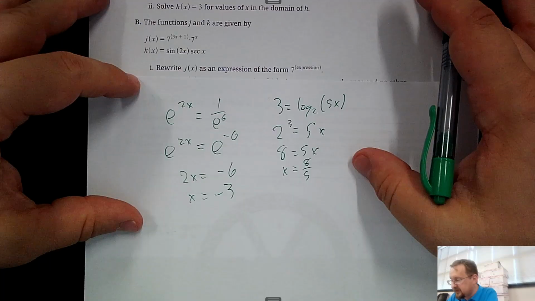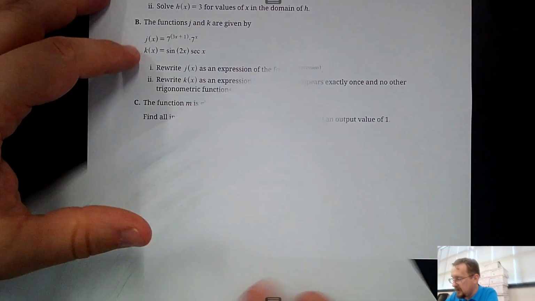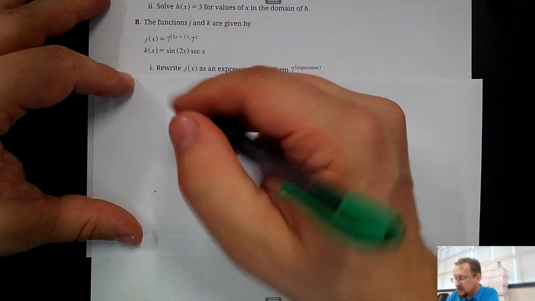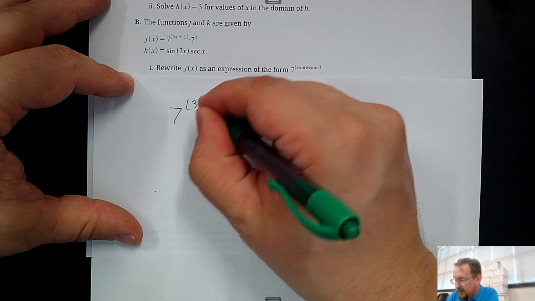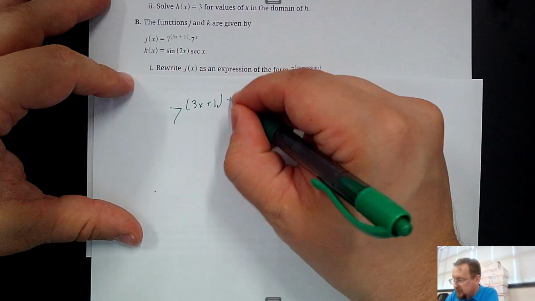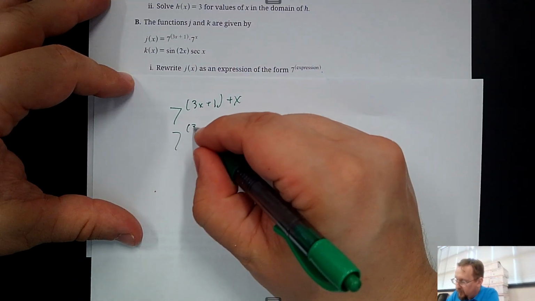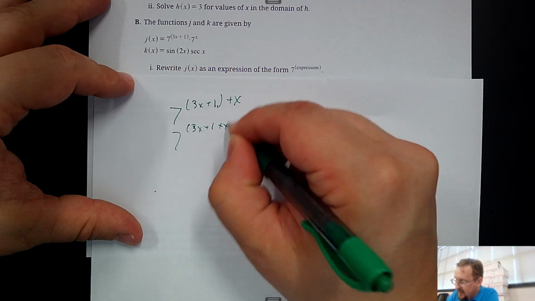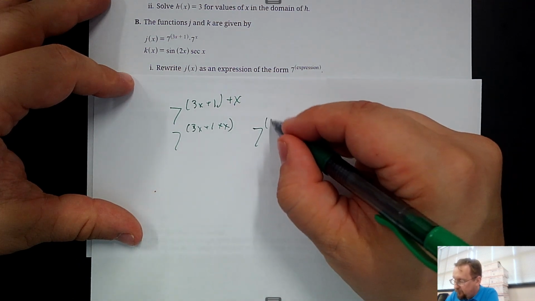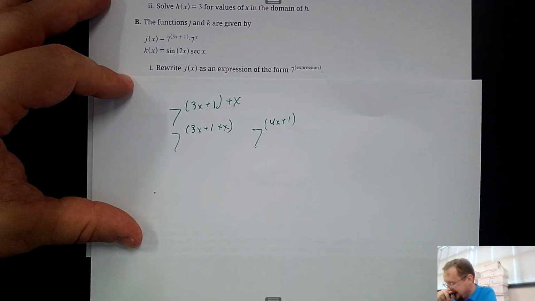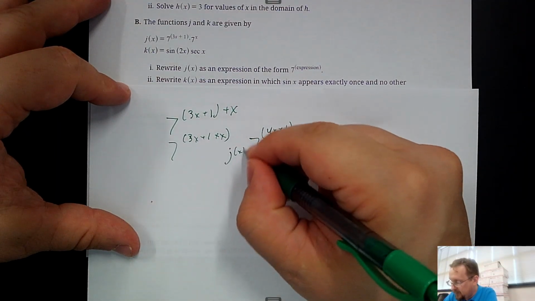The functions j and k are given by these expressions. Rewrite j as an expression in the form of 7 raised to an expression. So I'm going to say 7 to the 3x plus 1 times 7 to the x, because that you just add the exponents. So then 7 to the 3x plus 1 plus x. This is going to be 7 to the 4x plus 1. Okay, that's j, a function of x.